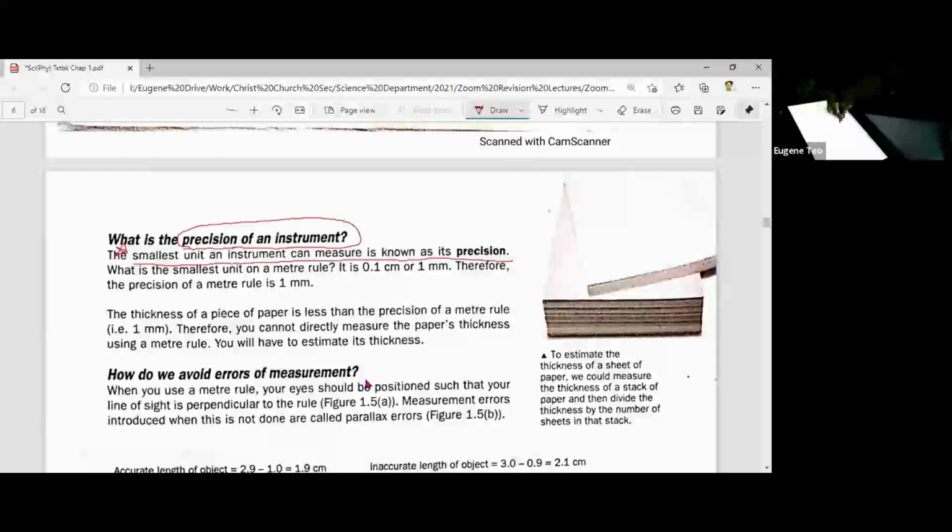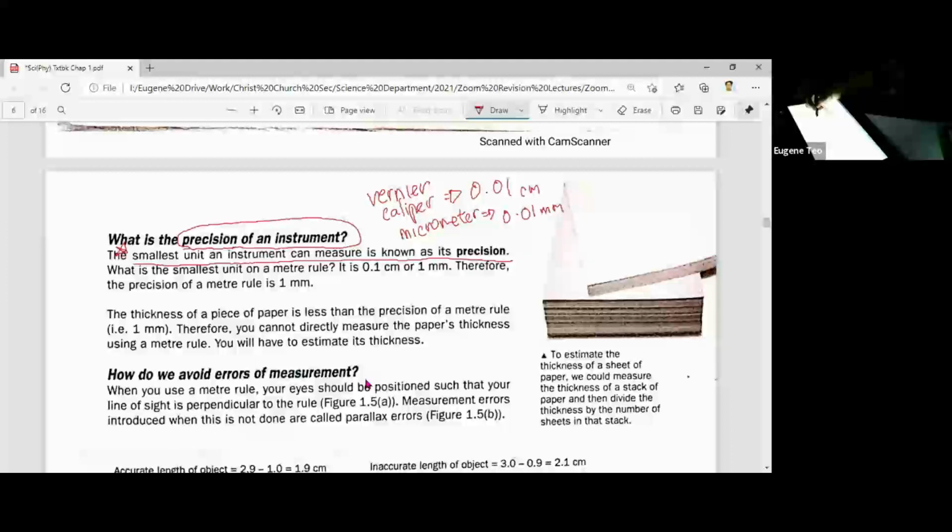So just now when we did the vernier caliper and the micrometer screw gauge, for those two instruments, what exactly is the precision? For the vernier caliper, you realize just now we were able to do readings up to 0.01 cm. So that is the precision of the vernier caliper. Whereas for the micrometer, we could measure up to 0.01 mm.